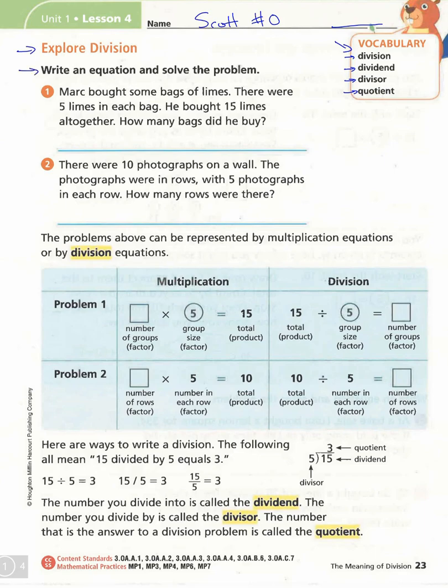So right here it says, write an equation and solve the problem. So let's go ahead and look at number 1 here. Mark bought some bags of limes. There were 5 limes in each bag, and he bought 15 limes altogether. How many bags did he buy?